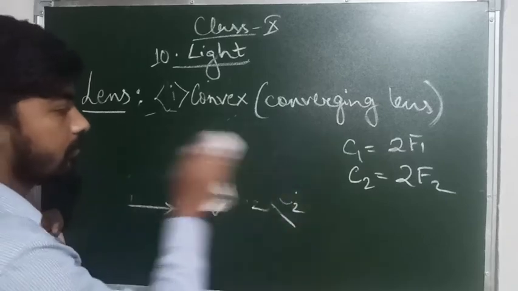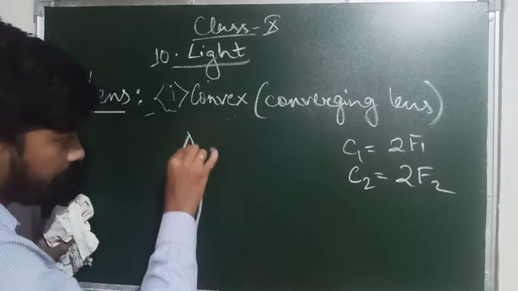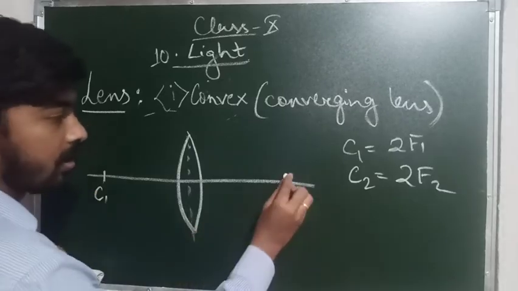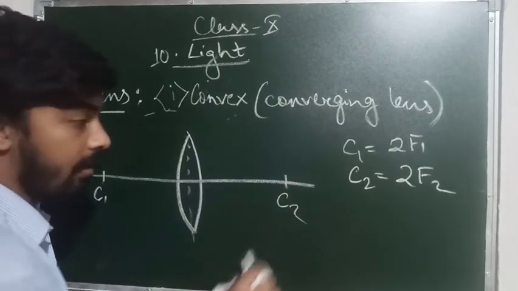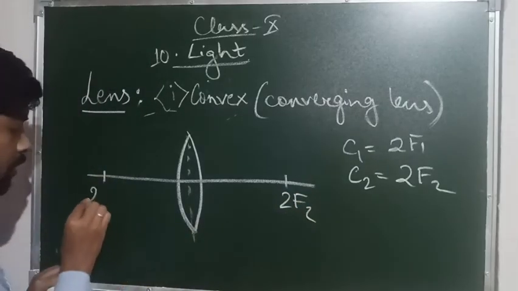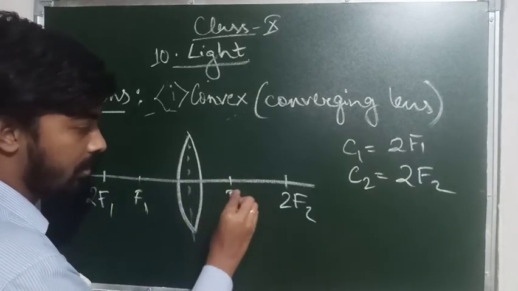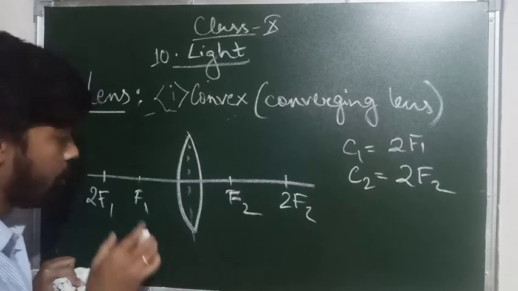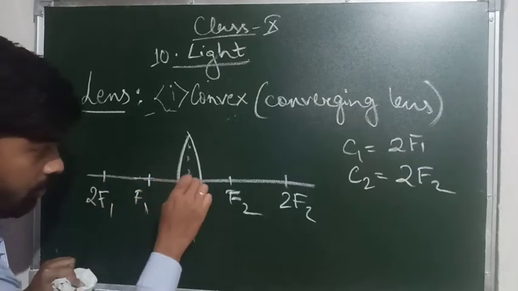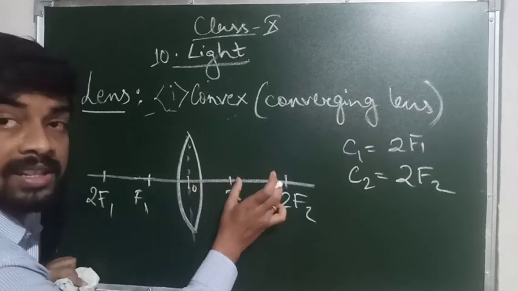Next, in a convex lens, this is our lens, this is our center of curvature number 1, this is our center of curvature number 2, or we can write it as 2f2, and this one can be written as 2f1. Here is focus number 1, here is focus number 2. You have to make sure that the distance from here to the optical center is equal on both sides.